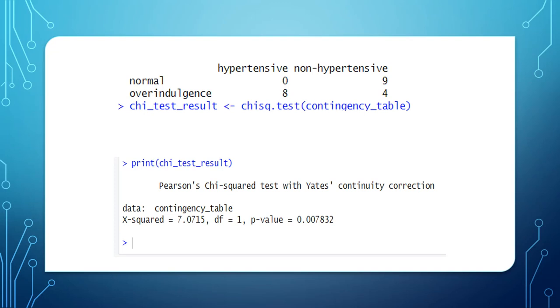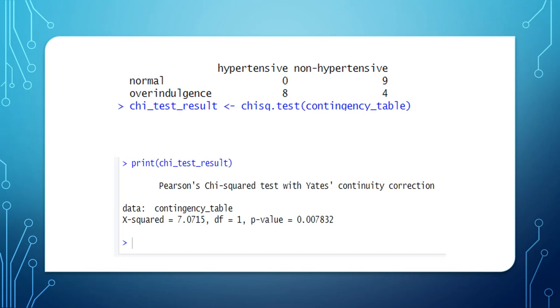The test statistic we obtained is X-squared equal to 7.0715. This value tells us how much the actual data differs from what we would expect if there was no relationship between caloric intake and systolic blood pressure. The degrees of freedom for this test is 1. This indicates the number of independent pieces of information used to calculate the chi-square test statistic.